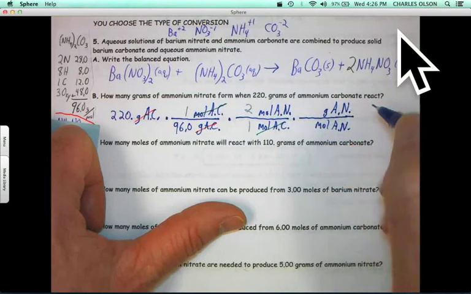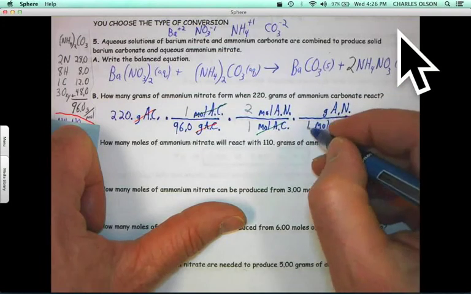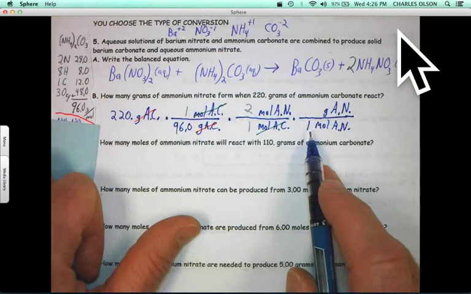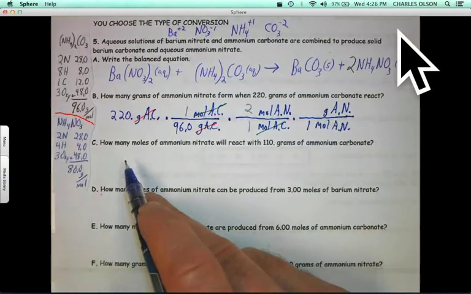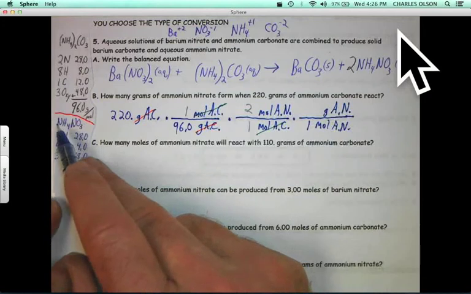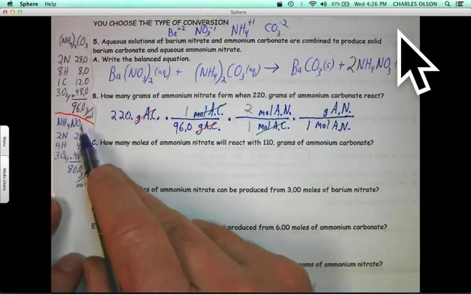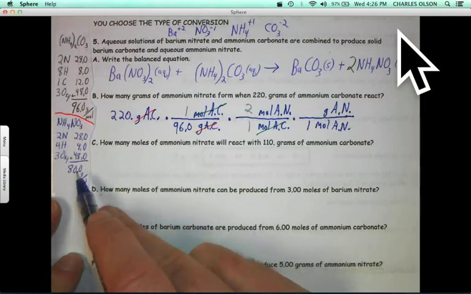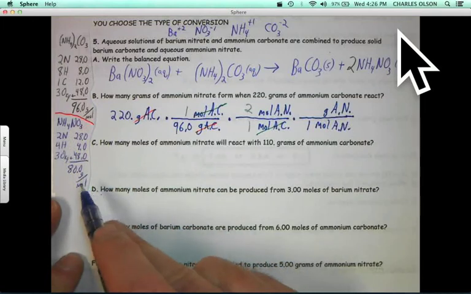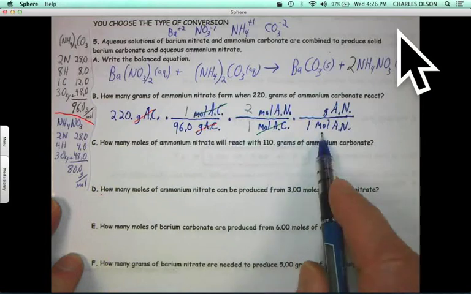And it's always grams per 1 mole. Now, what's the molar mass of ammonium nitrate? Ta-da! I already wrote it down here. Ammonium nitrate, NH4NO3, that's 2 nitrogens, 4 hydrogens, 3 oxygens for a grand total of 80.0 grams per mole. This is our conversion factor from grams to moles or vice versa. In this case, it's out of moles into grams.